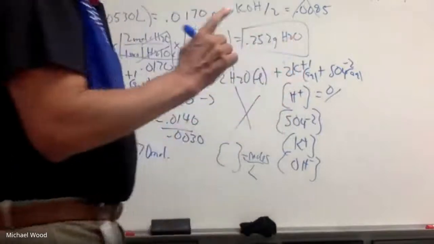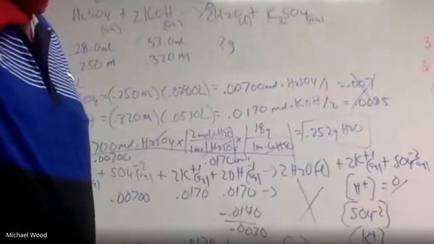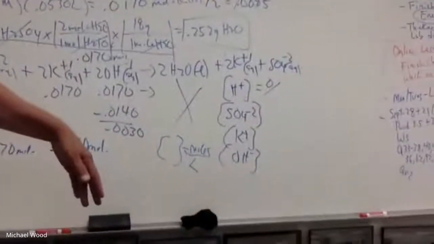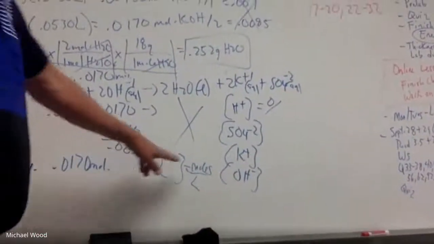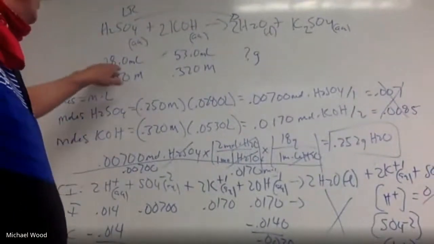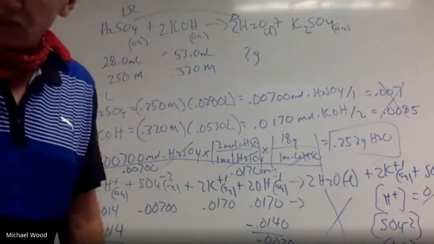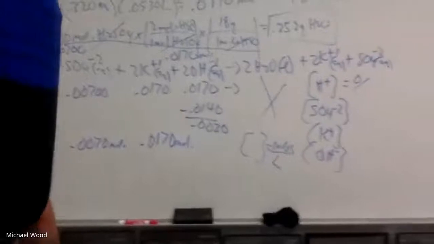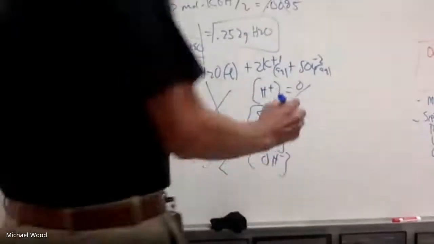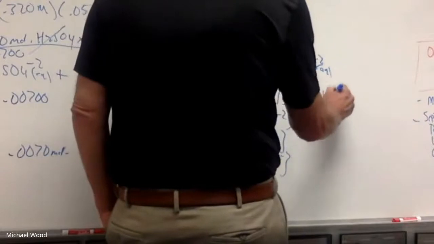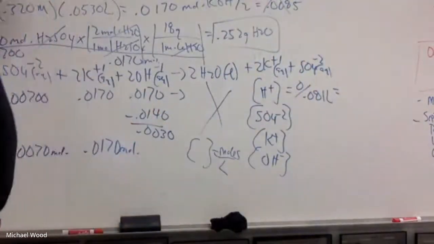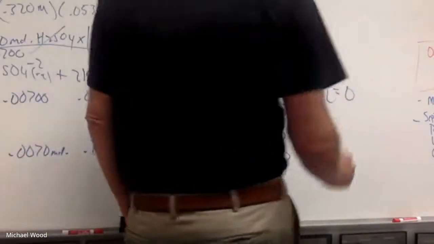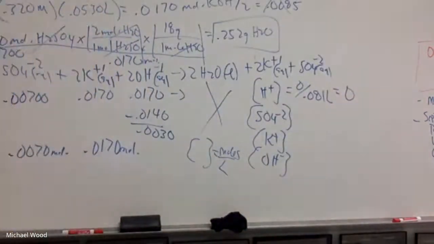And the volume, if you go back to the problem, remember for here, I want moles per liter, the overall volume. Well, here, I've got 28 mils plus 53 mils. That is 81 mils, which I want to get into liters. So the volume here, and in this case it won't make any difference, will be divided by 0.081. But the answer for the H plus is 0. None of that is left.